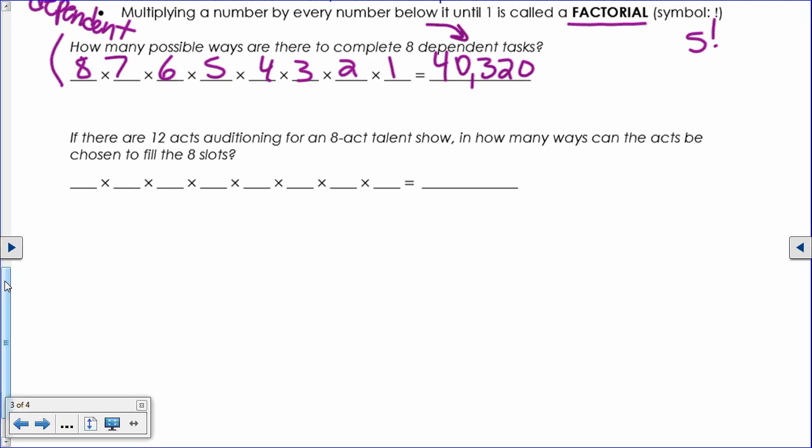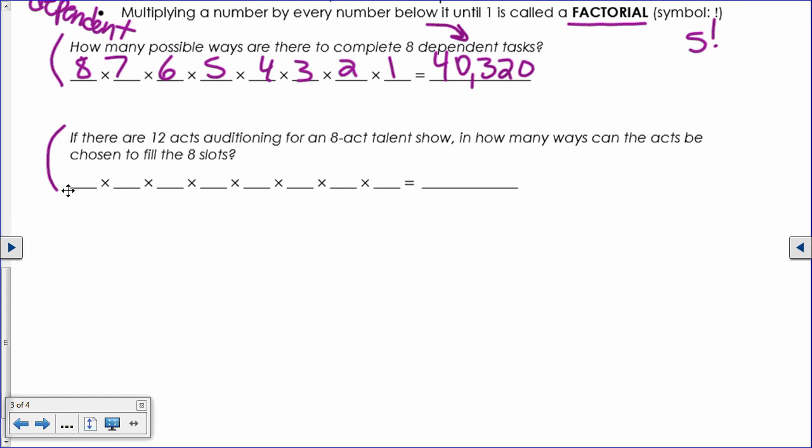Anyways, alright, let's look at this question. This one's a little bit different. So this one says that there are 12 acts auditioning for an 8-act talent show. So there are more people auditioning than there is room in the show. We want to know how many different ways can the acts be chosen to fill the 8 slots.